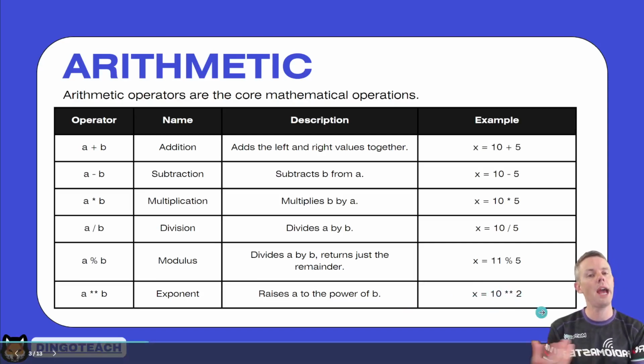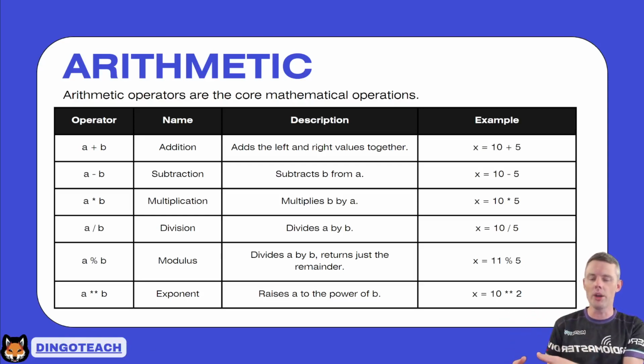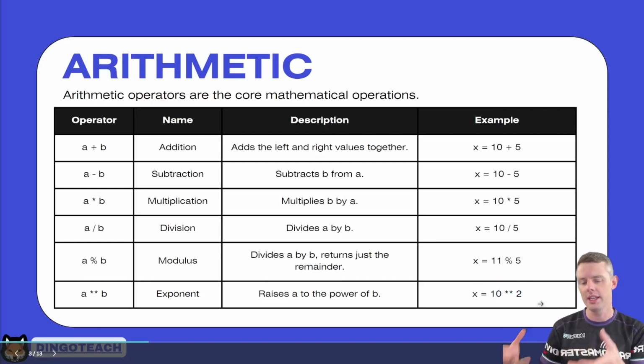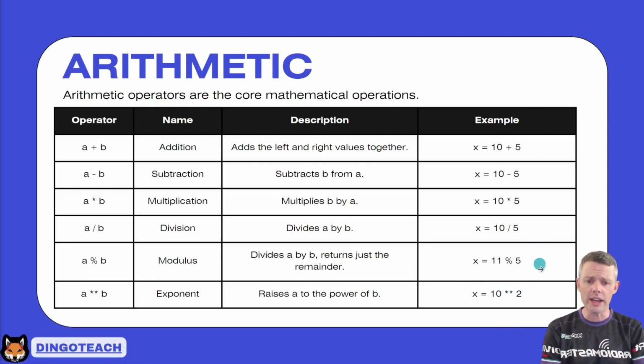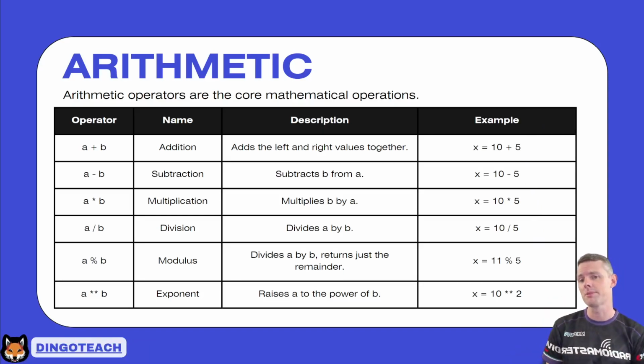All right, and then the final one, 10, and this is to the power of, okay? So exponent, sorry, I was about to say modulus again. Exponent means to the power of. So 2 to the power of 10. So 10 times 10 is 100 in this case. Okay, so these are all of our core arithmetic operations. There are more. There are heaps more, okay?